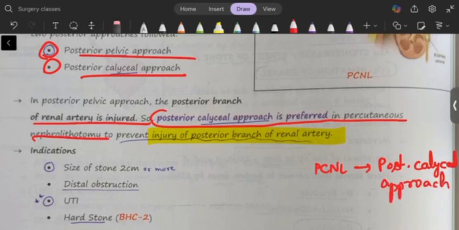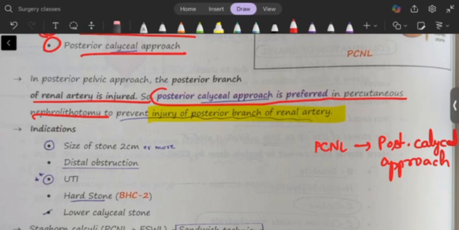Okay, so when do we perform PCNL? What is the indication for performing PCNL? If the size of the stone is more than 5 mm up to 2 cm, we will be using ESWL.